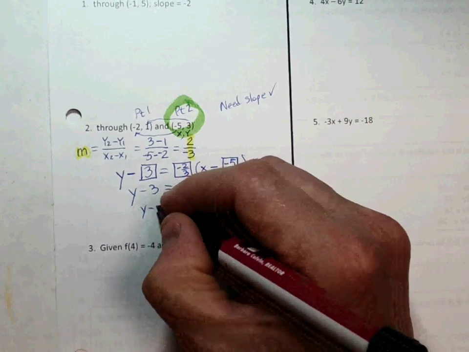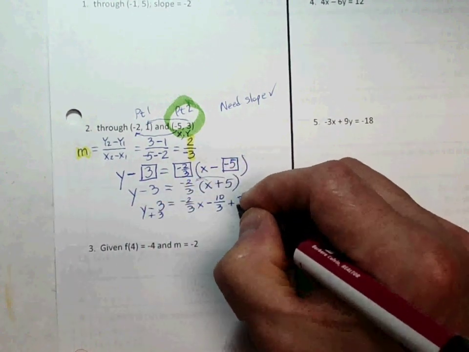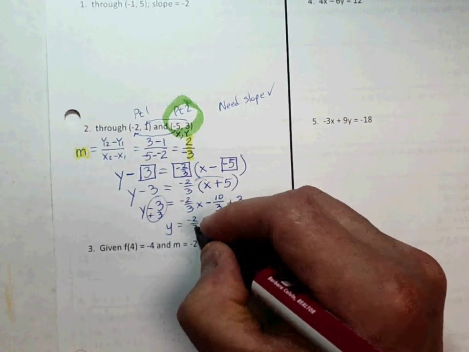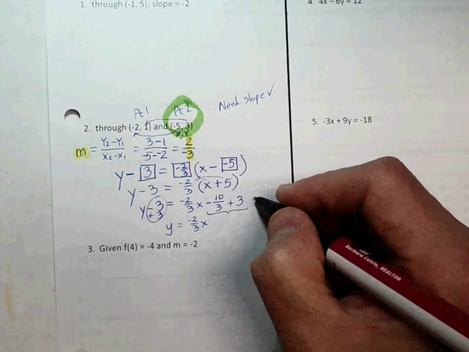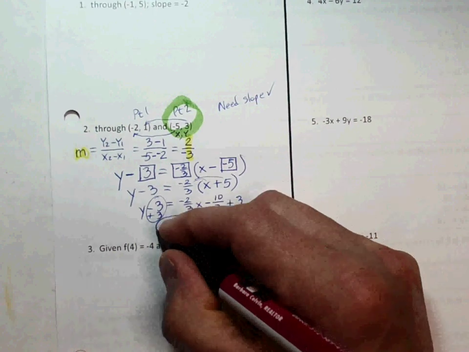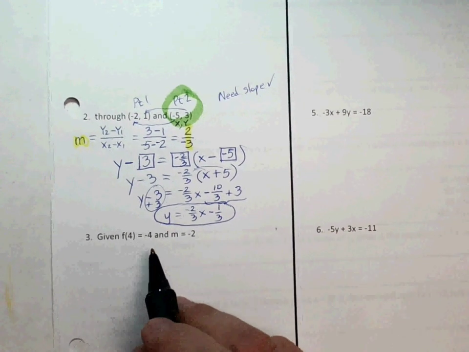So now I have this, and I'm one step away. All I got to do is add 3 to both sides. And so y is now equal to negative 2/3 x. And if I let my calculator help me out on this, I get negative 1/3. Okay? Done and done.